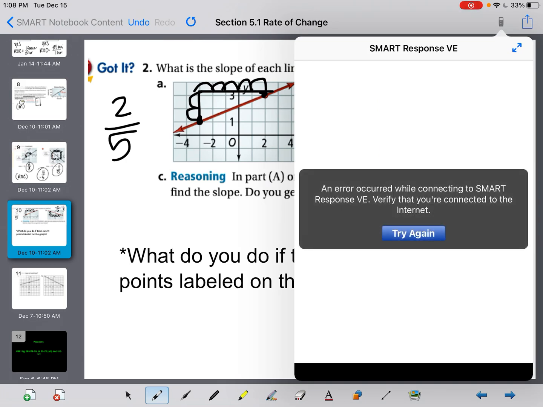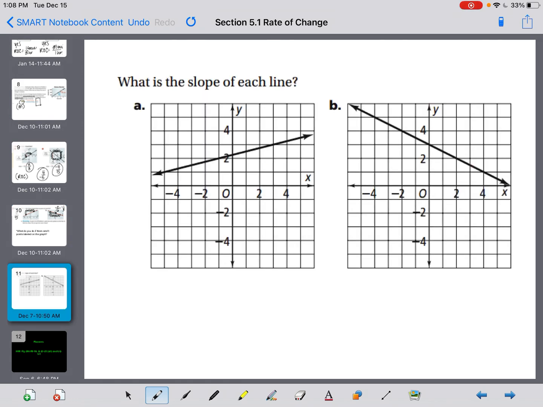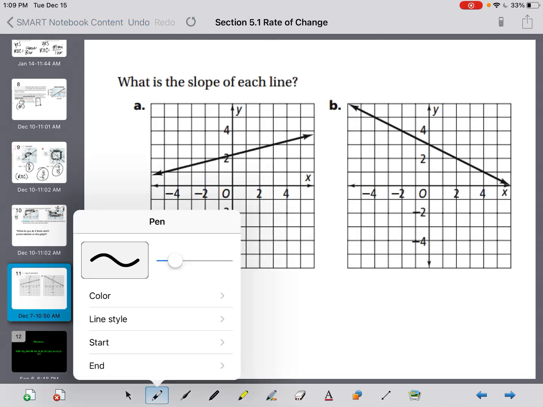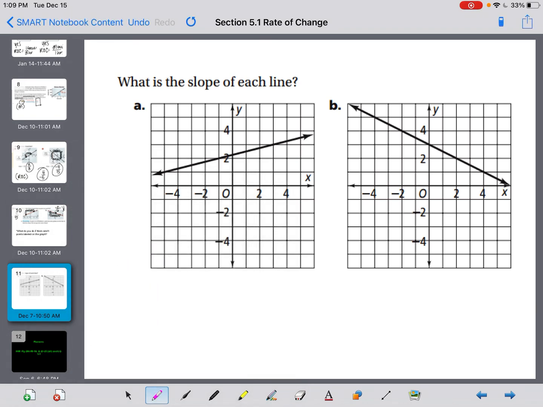Okay, so that means I should be able to find another point on this one. If I could simplify it, that means there was another point in the middle, down 1 over 3, right there. But it doesn't matter which points you use because they will always simplify to the same answer. Okay, here's a good spot. Pause it, find the slope of each line, and then come on back and see if your answers are the same as mine.